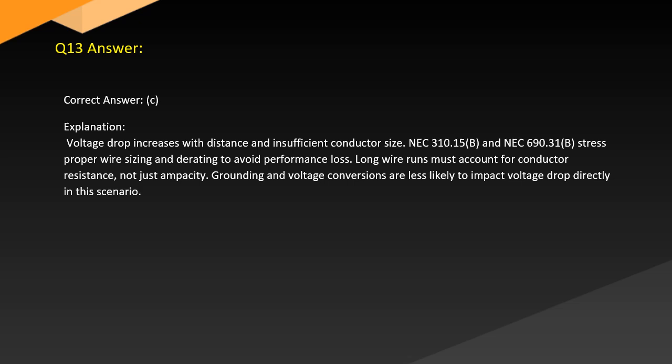Answer. Correct answer: C. Explanation. Voltage drop increases with distance and insufficient conductor size. NEC 310.15(B) and NEC 690.31(B) stress proper wire sizing and derating to avoid performance loss. Long wire runs must account for conductor resistance, not just ampacity. Grounding and voltage conversions are less likely to impact voltage drop directly in this scenario.